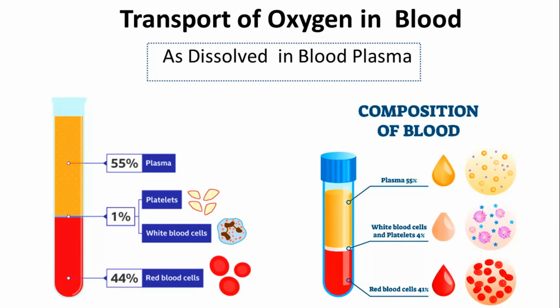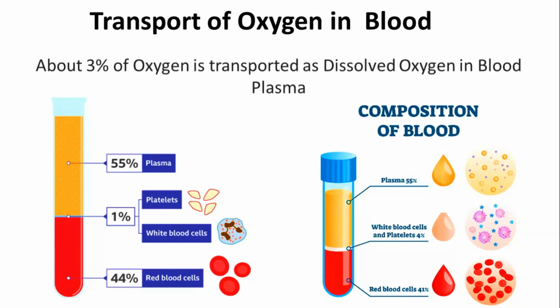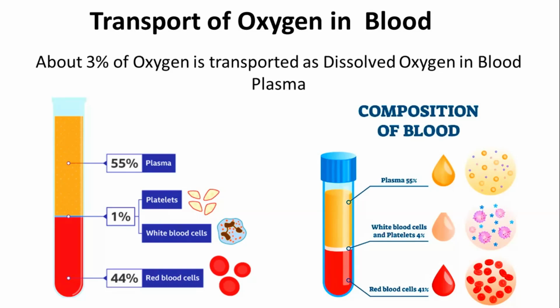The main thing is that we have discussed how red blood cells help us to transport oxygen. Now we are going to discuss how plasma helps us to transport the oxygen molecules. Only 3% of the oxygen which we inhale is transported as being dissolved in the blood plasma. Only 3% is transported like this. But 97% of the oxygen is transported by binding with hemoglobin, which is present in our red blood cells.